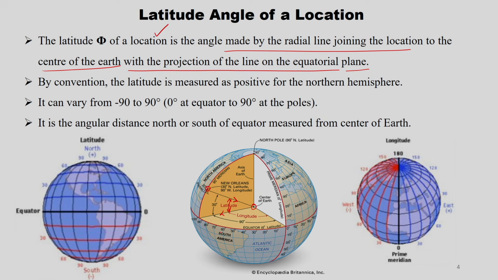By convention the latitude is measured as positive for the northern hemisphere, and it can vary from -90 to +90, 0 at the equator and 90 at the poles. The poles are the north pole and this particular one is the south pole.